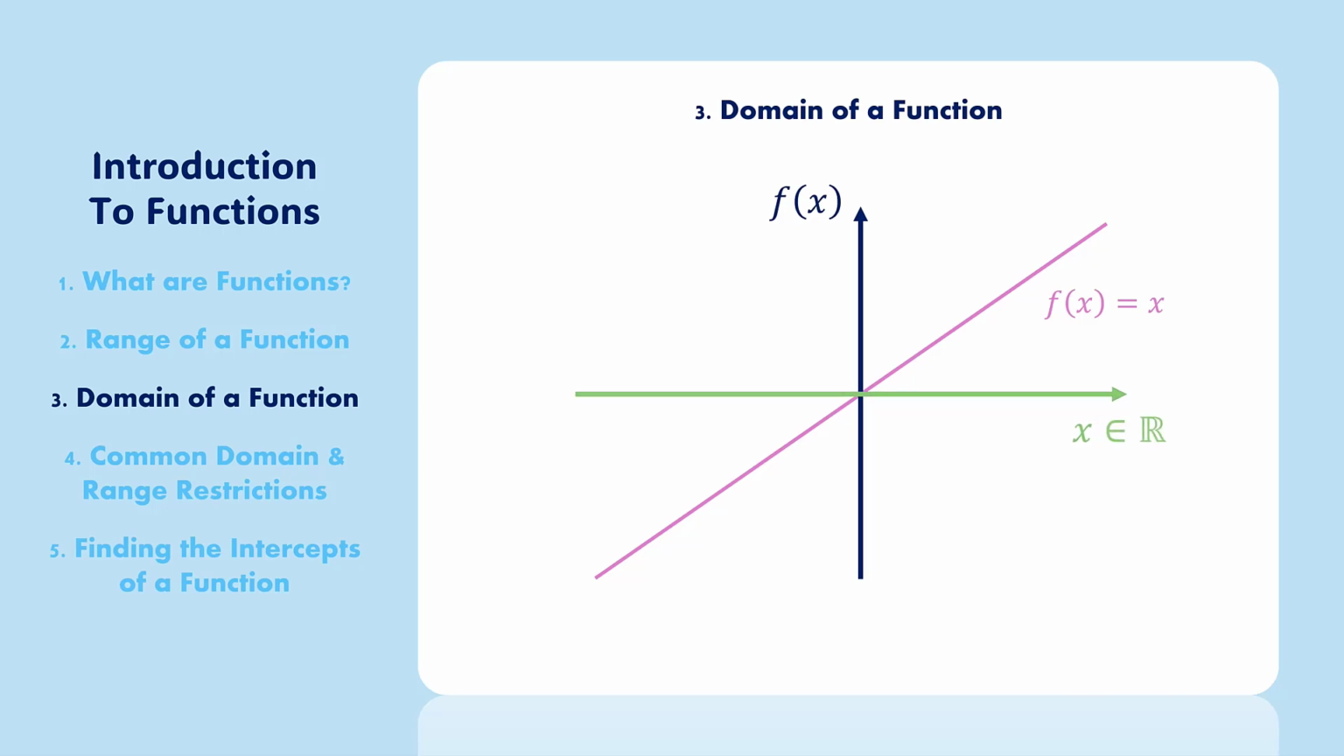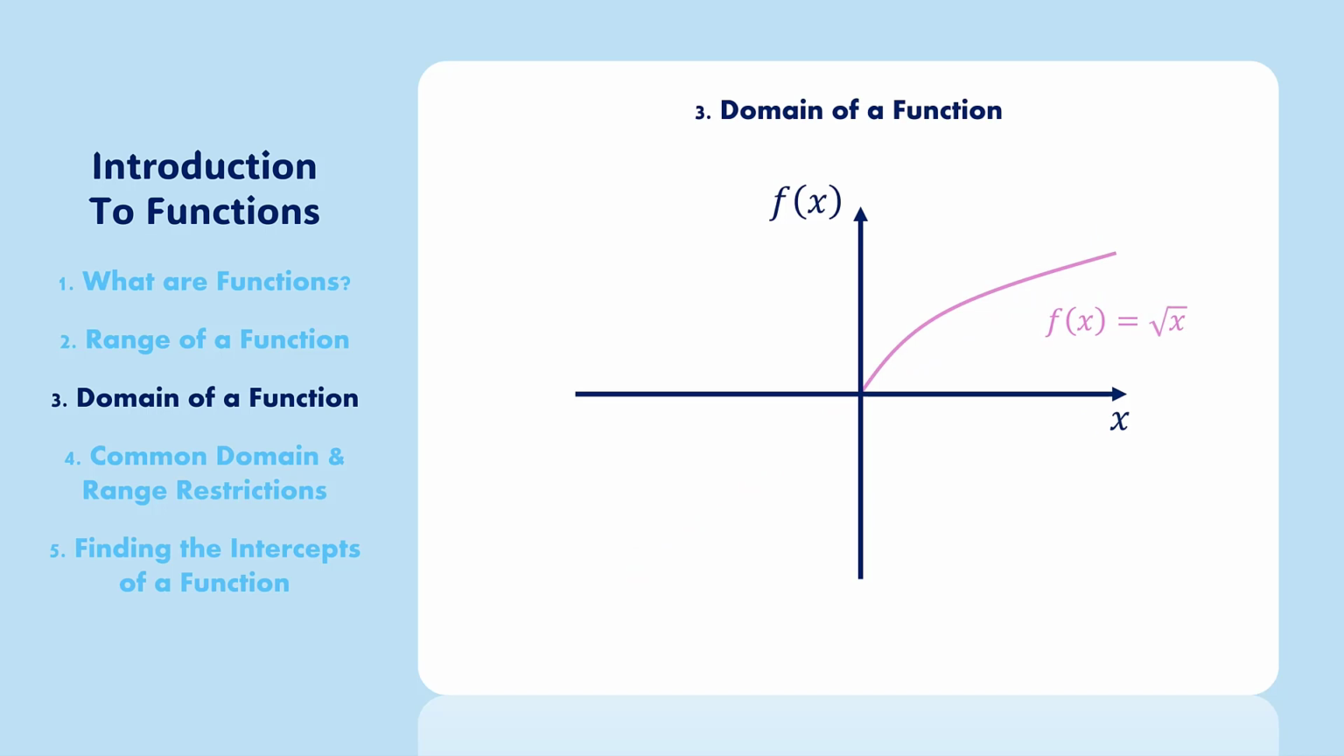Now consider the function f of x equals the square root of x. The domain of this function includes only non-negative values, as the square root of a negative number is not defined in the set of real numbers. Thus, the domain is x greater than or equal to 0.